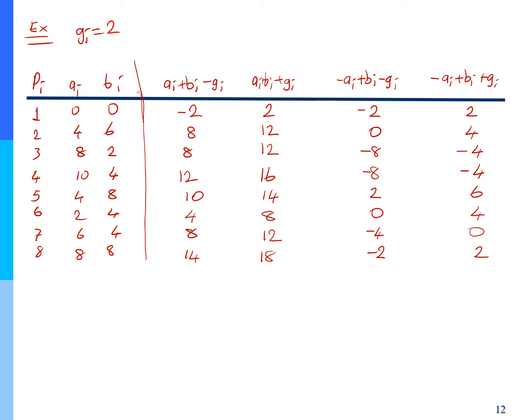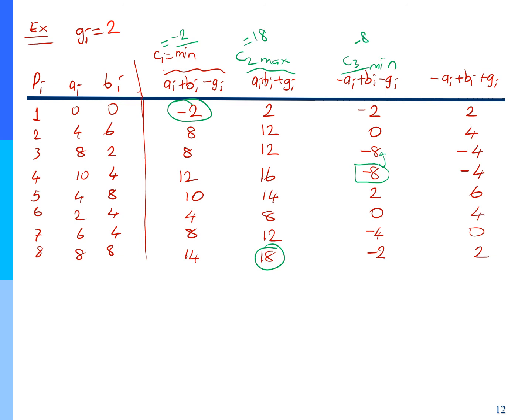Now I need to find the C1 value. C1 will be the minimum of these values. Okay, so which one is the minimum? Just look at here, and I see a negative 2. So C1 is equal to minus 2. C2 will be related to this column, and it will be the maximum of these. And if you look at this, I see the maximum as 18 here. So C2 is 18. And then C3 will be the minimum of these values. And I see that minus 8, this one or this one same. Minus 8 is the value of C3. And C4 is the maximum associated with this column. And I see that the maximum here is 6.